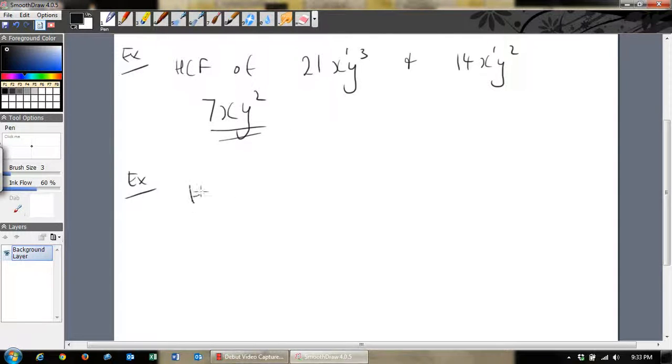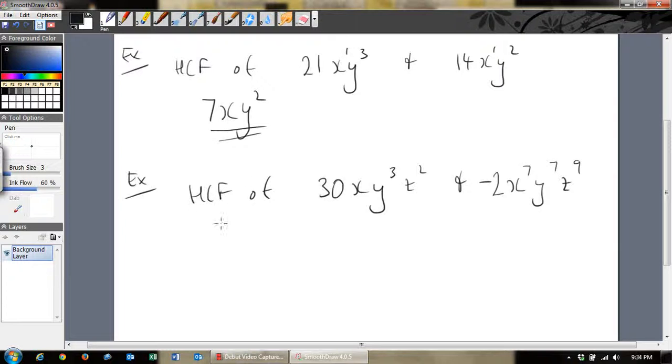Just do one more. Highest common factor of 30xy cubed z squared and, just do negative 2x^7 y^7 z^9. Okay, what's the highest common factor? Alright, so let's look at the numbers first. 30 and negative 2. What's the number that goes into both of those? Well, 2. 2 goes into both of those. That's 15 times 2, and it's just 2. And there's no bigger number that goes into both.